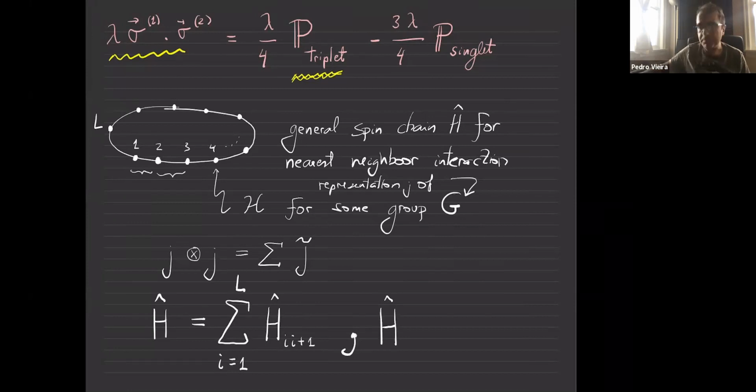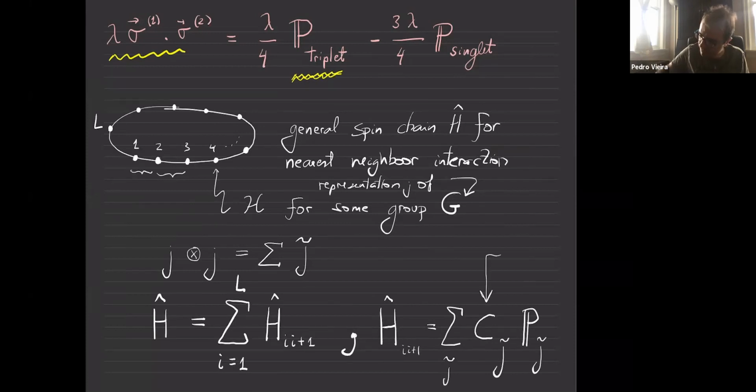If I want my interaction to preserve the symmetry that I have, for example, to preserve SU2 symmetry, the rotation of the spins like we did for total spin, this interaction between spin i and i plus one should be just a sum over all these representations that I get, J tilde, projector into J tilde. That's like the example I wrote above. And then some numbers C that depend on J tilde. And these are just numbers.